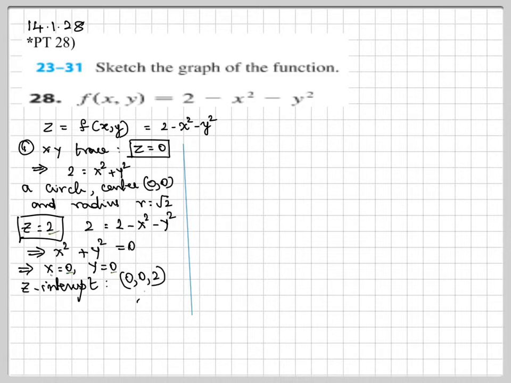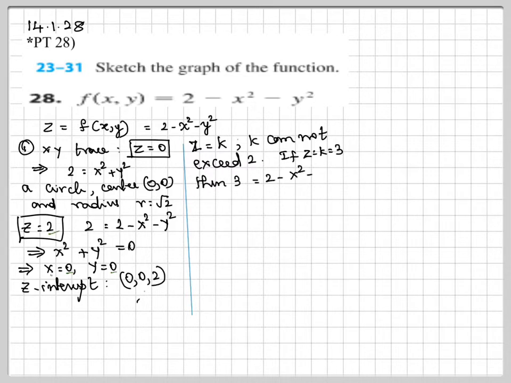So can z ever be more than 2? Let's take k to be some value more than 2. k cannot exceed 2. Let's check that. Let's say k equal to 3. Then 3 equal to 2 minus x squared minus y squared. This becomes x squared plus y squared equal to 2 minus 3, which is negative 1. The sum of two squares cannot be equal to a negative value. This is not possible. So z equal to constant cannot exceed 2. So 0, 0, 2 is the highest point on the graph.